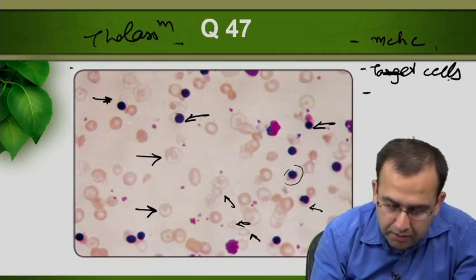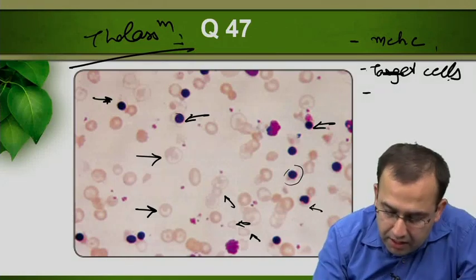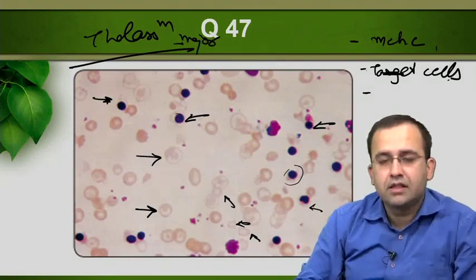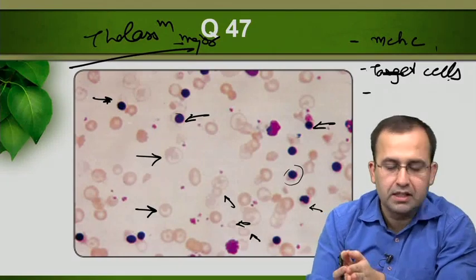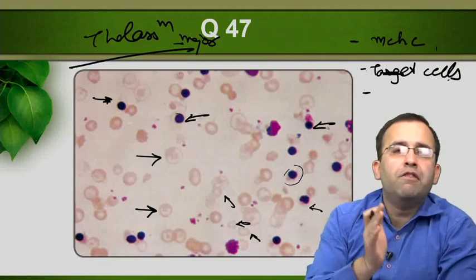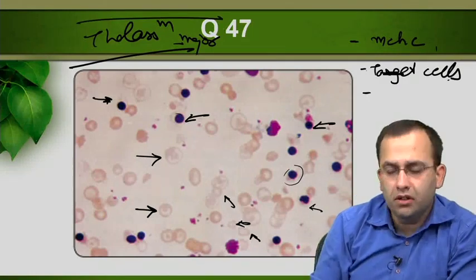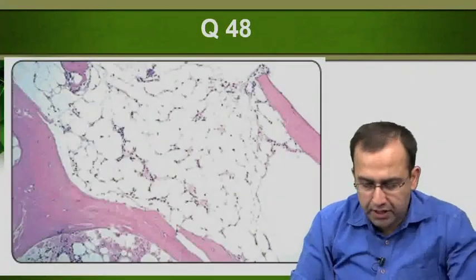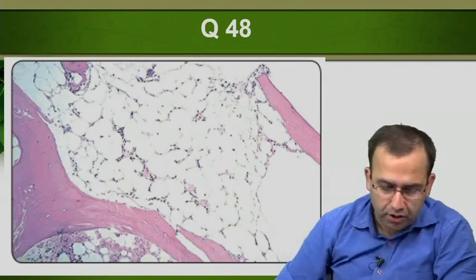Diagnosis: thalassemia. Minor, major? Major. Thalassemia major. Such a bad picture, severe anisopoikilocytosis, variation in size, shape, everything, will never be seen in thalassemia minor. This is a feature of thalassemia major. Next, diagnosis. Question 48. Diagnosis.